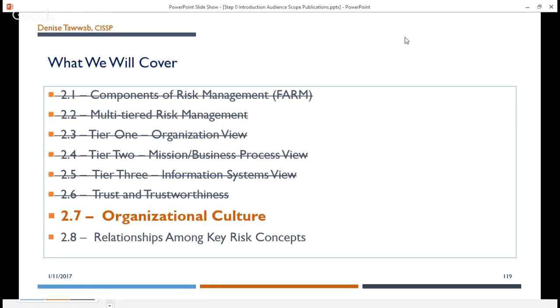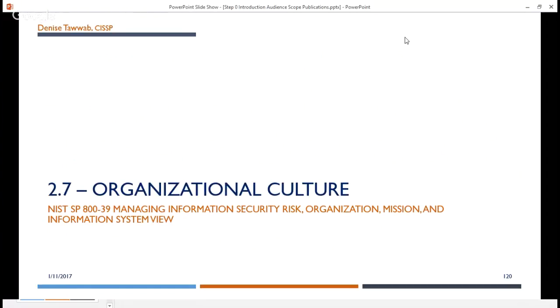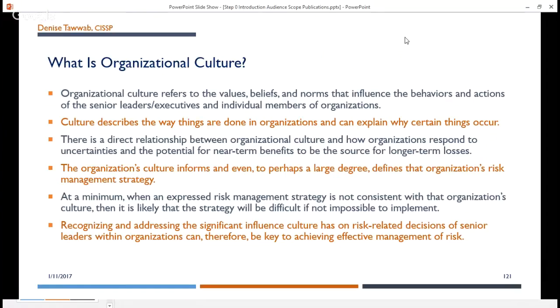All right, let's talk quickly about organizational culture and relationships among key risk concepts. Organizational culture refers to the values, beliefs, and norms that influence the behaviors and actions of your senior executives and individual members of organizations. Culture describes the way things are done in organizations and can explain why certain things occur. There's a direct relationship between culture and how organizations respond to uncertainties and the potential for near-term benefits to be the source for longer-term losses.